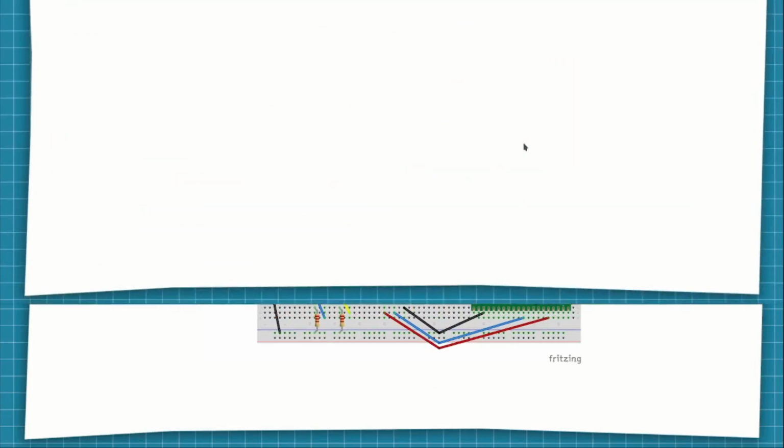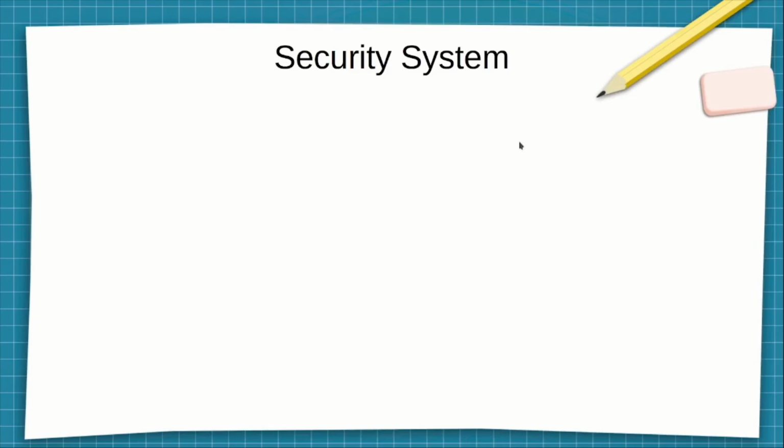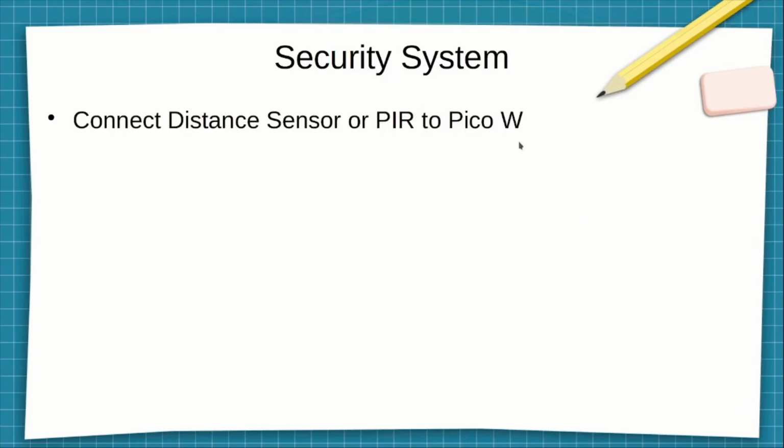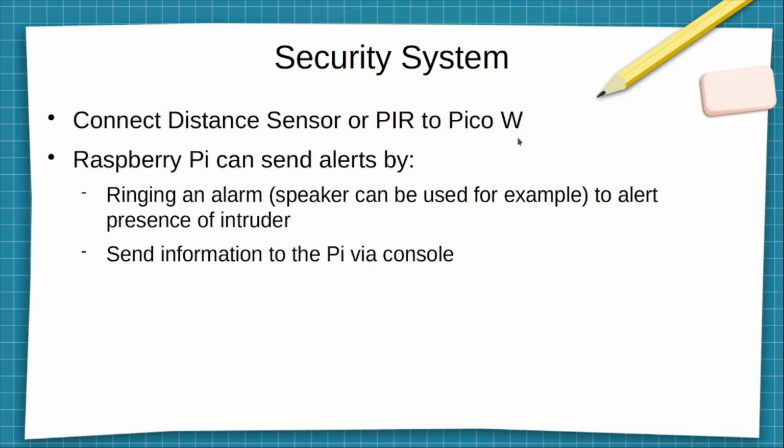We'll start with the first case, which is a security system. So you can connect a distance sensor or PIR to the Pico W. And then of course you can ring an alarm by connecting to a speaker. So you can alert the presence of an intruder and send information to the Pi via console, or if you have any kind of display you can use that instead.